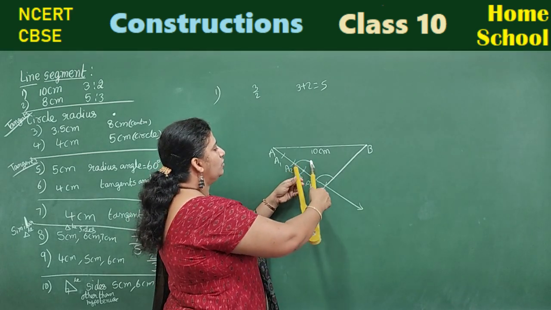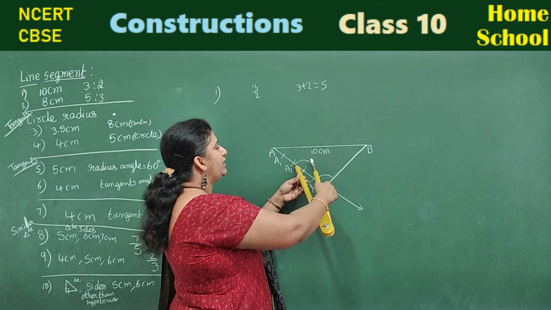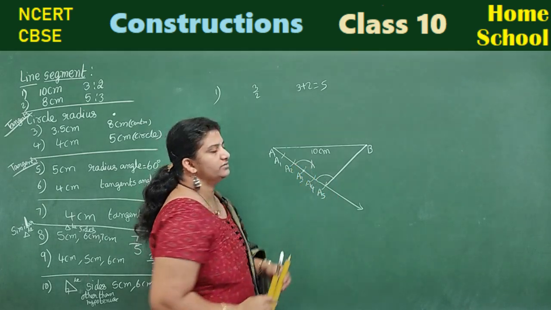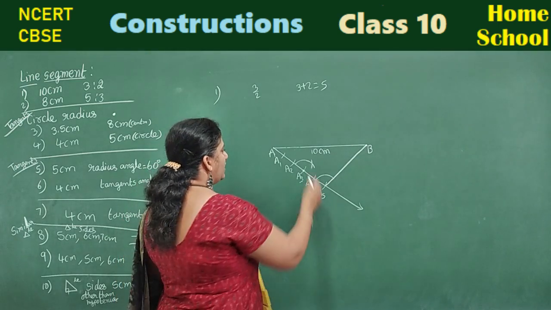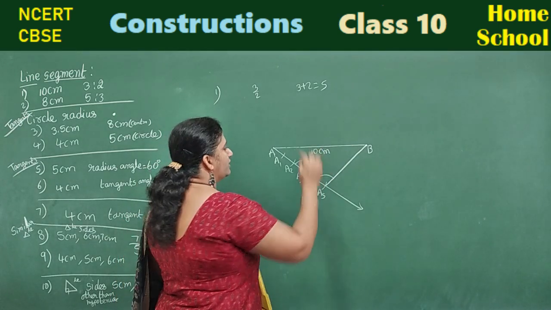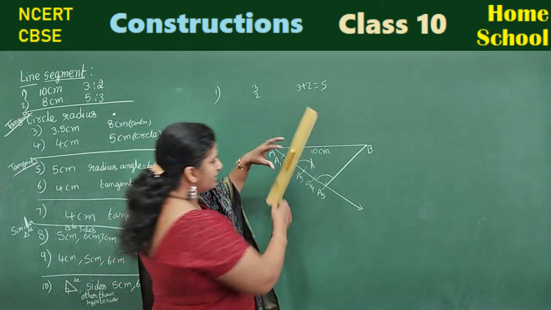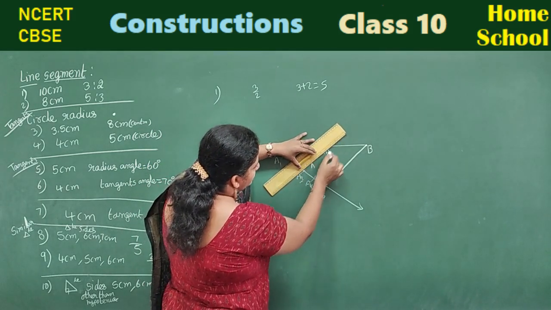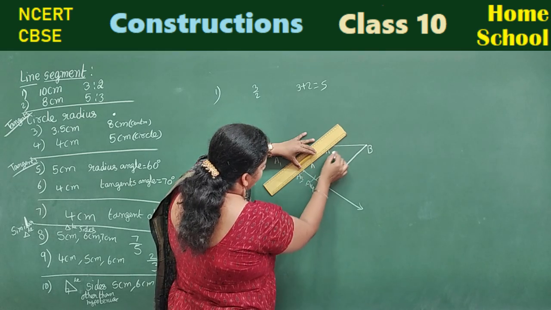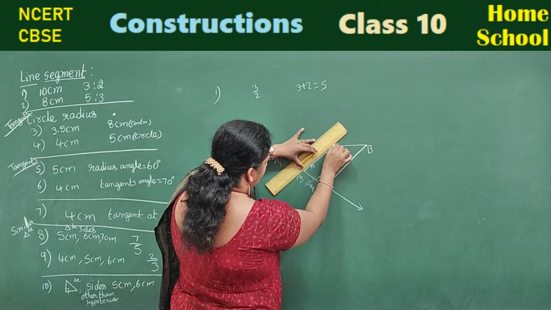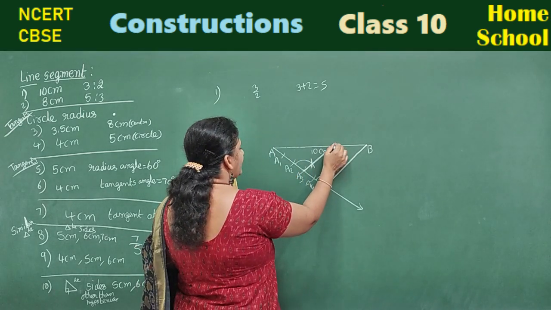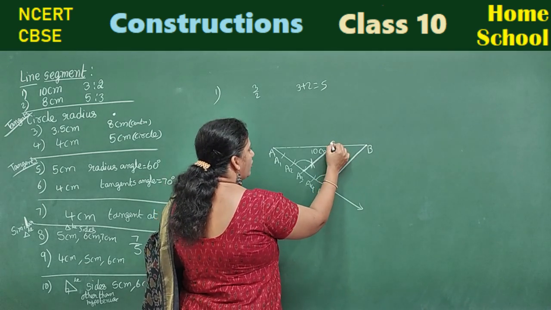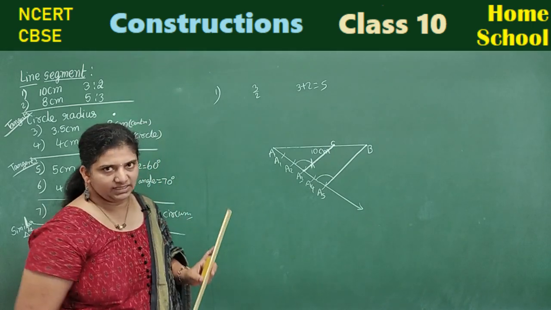From there, with the measurement you have measured, draw the arc. Okay, so like this, you need to draw the arc. Now take the scale and, from A3 and this intersecting point of arcs, join them like this. Where it touches the point on the line segment, mark that point as C.